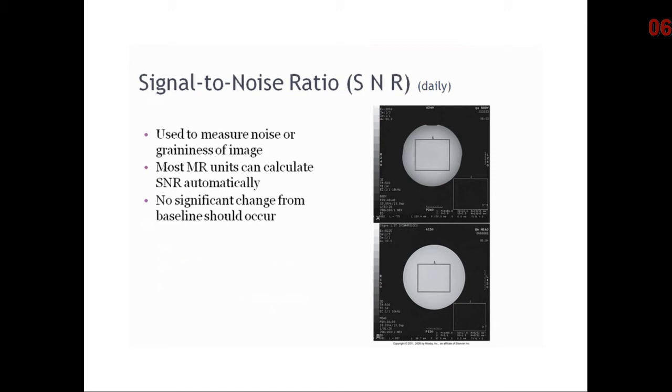Signal-to-noise ratio should be calculated or run daily on the MRI system, and no significant changes should occur from the baseline SNR determined at initial scanner setup.